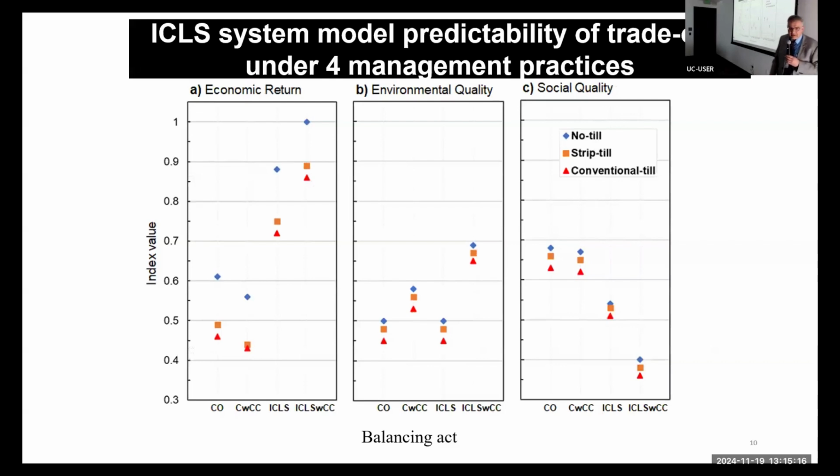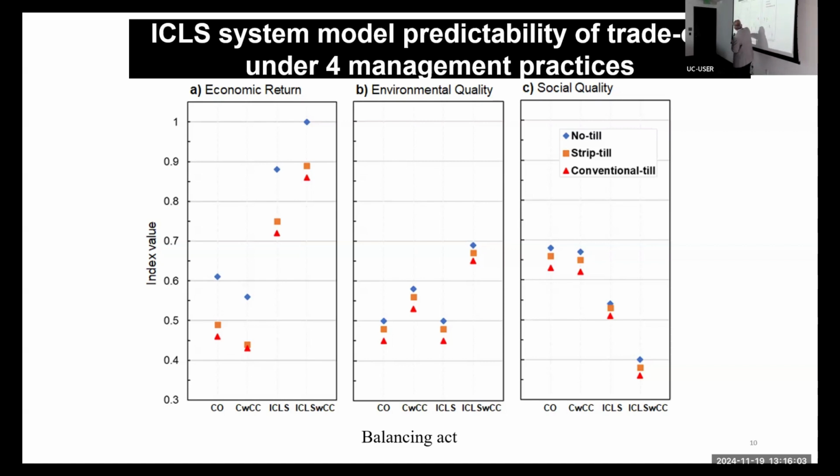So going through this exercise, we have looked at the whole state of Iowa, because we had data there, at the balancing act for 4 management practices. This is corn only, crop only, that's corn, soybean. This is crop with cover crops, ICLS with cover crops. And we are assessing 3 components of the agroecosystem: the economic, with an index there, the environmental quality, with an index, and then the social quality.